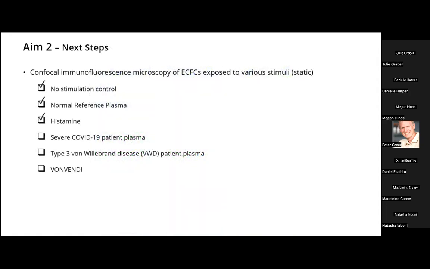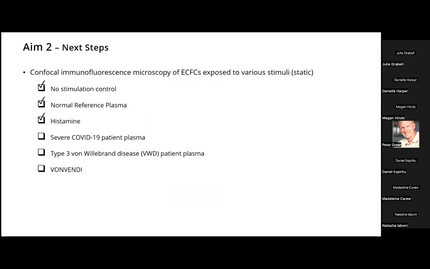So next steps for aim 2, I haven't actually used the severe COVID-19 plasma yet because I do have limited supplies. So I didn't really want to dip into it until I had a really well-established protocol. And because I'm not seeing P-selectin exactly as I expected to, I feel like there's some optimizing that still needs to be done.